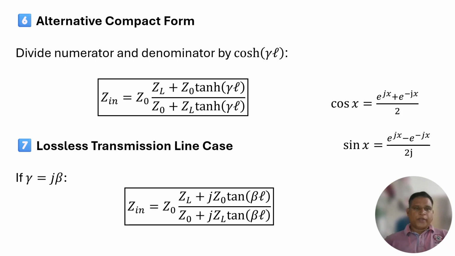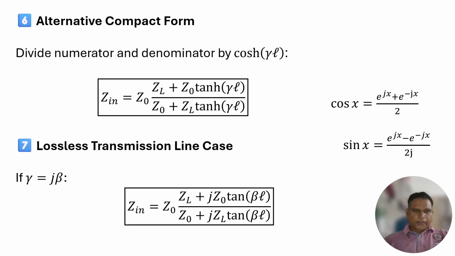Now, dividing the numerator and the denominator by cos hyperbolic gamma L, we will get the expression in terms of tan hyperbolic gamma L. That is, Zin is equal to Z naught times (ZL plus Z naught tan hyperbolic gamma L) divided by (Z naught plus ZL tan hyperbolic gamma L). For the lossless transmission line case, the attenuation constant alpha is equal to 0. The propagation constant gamma is equal to alpha plus j beta. Alpha is equal to 0. Therefore, gamma is equal to j beta.